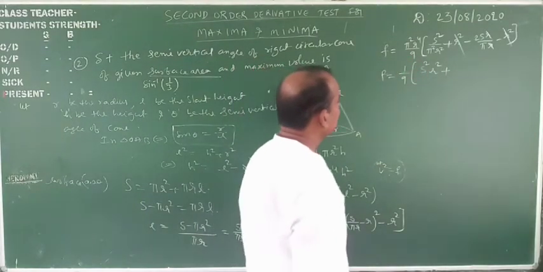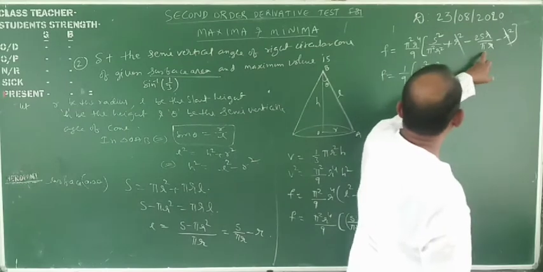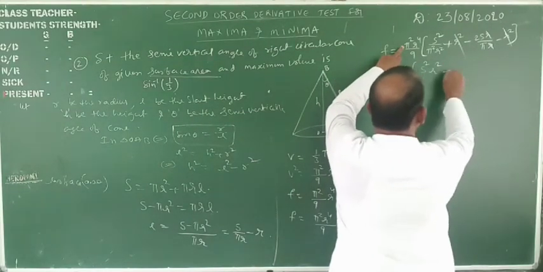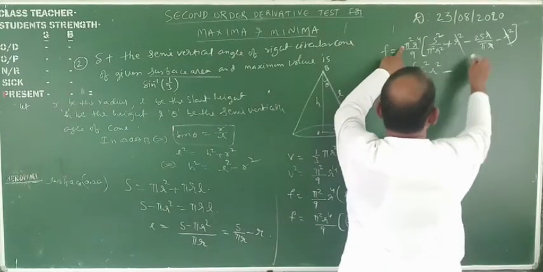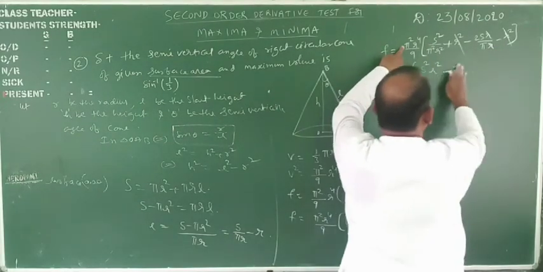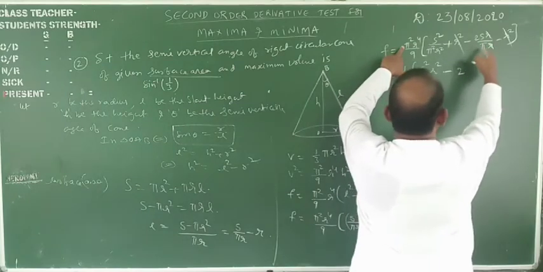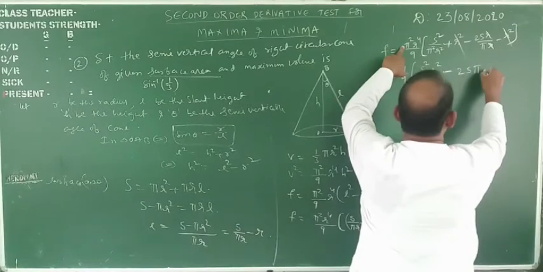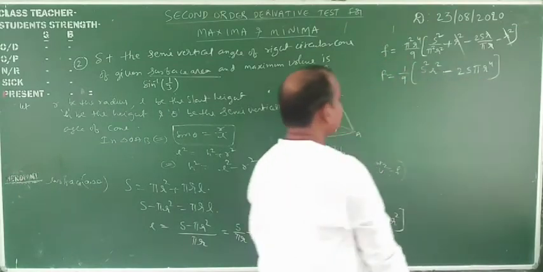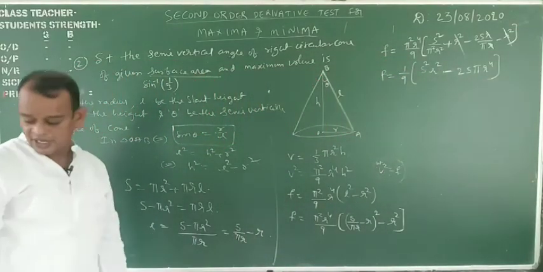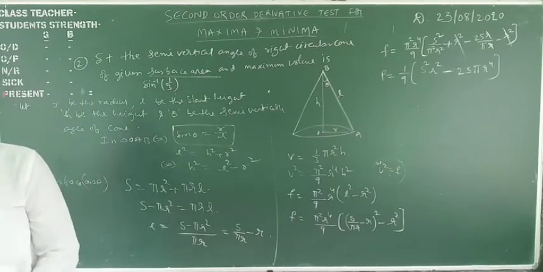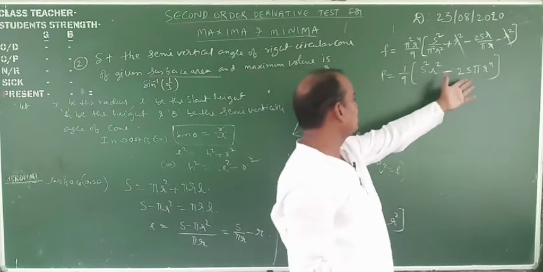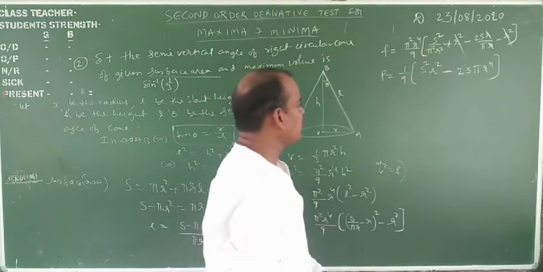What are the remaining terms? Minus 2S by pi. Yes or no? Pi cancels. Pi into 2 is there, 2 pi square means pi cancels, so 2S pi. R cancels, giving R power 4. So we have S square R square minus 2S pi R power 4. Now we take S common, no problem at all. Now differentiating with respect to R only.